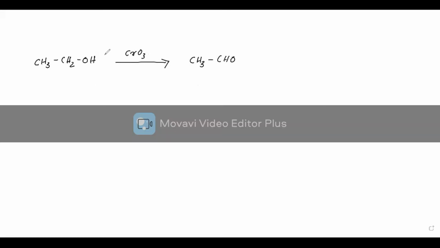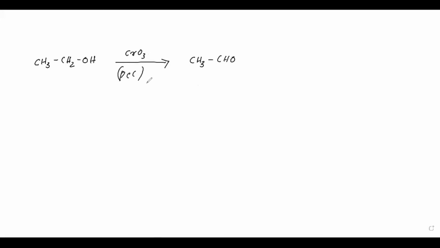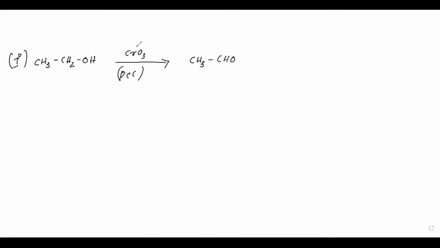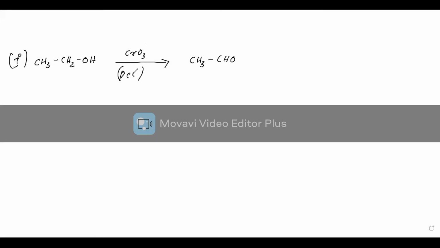Okay. Then we can replace the chromium trioxide by PCC. It is another reagent, and PCC is known as pyridinium chlorochromate. So for the next reaction, we can replace the chromium trioxide by PCC, pyridinium chlorochromate. Clear?